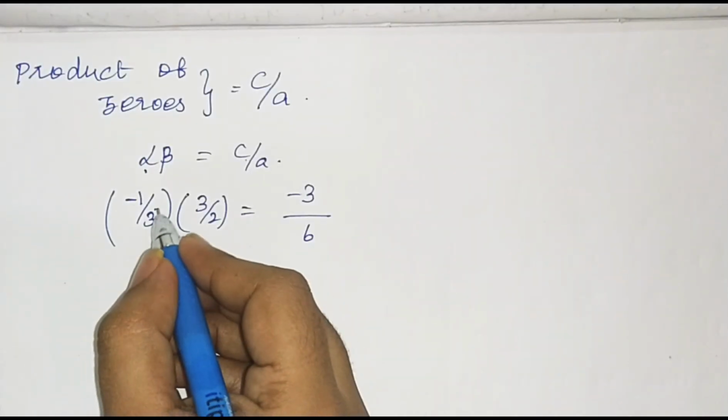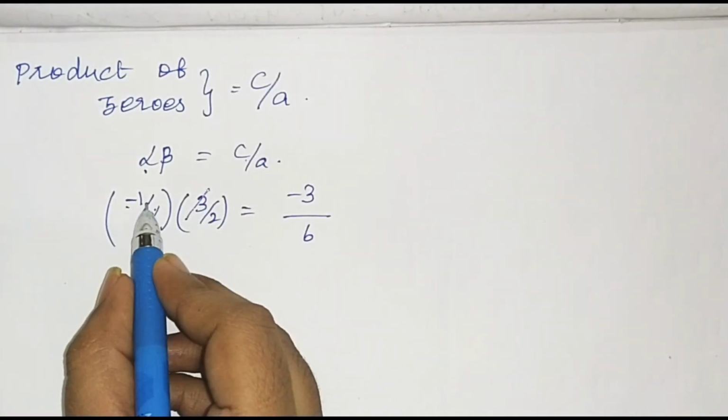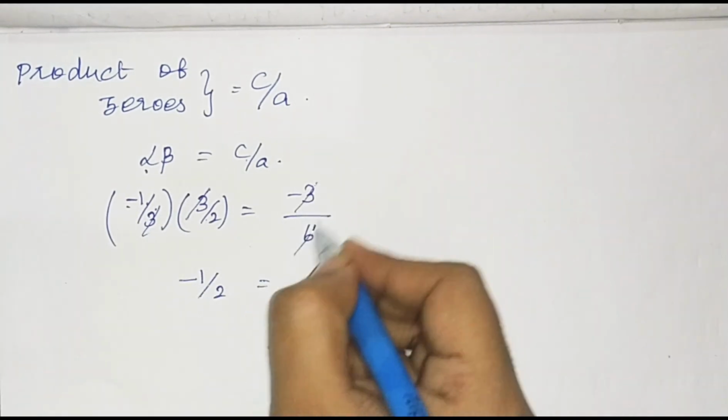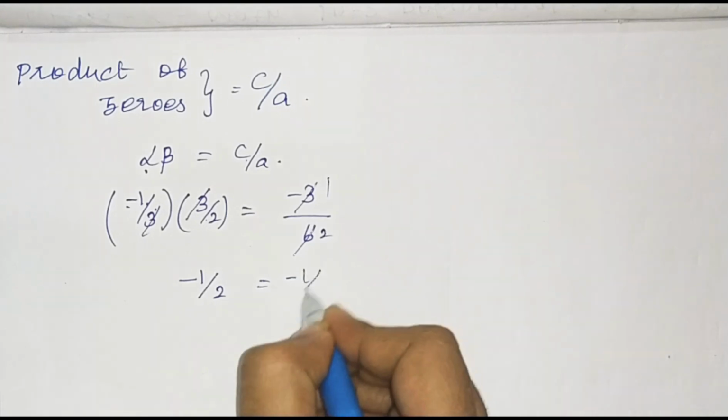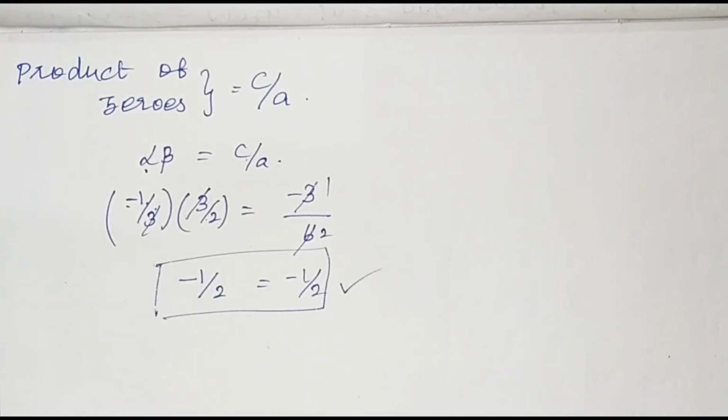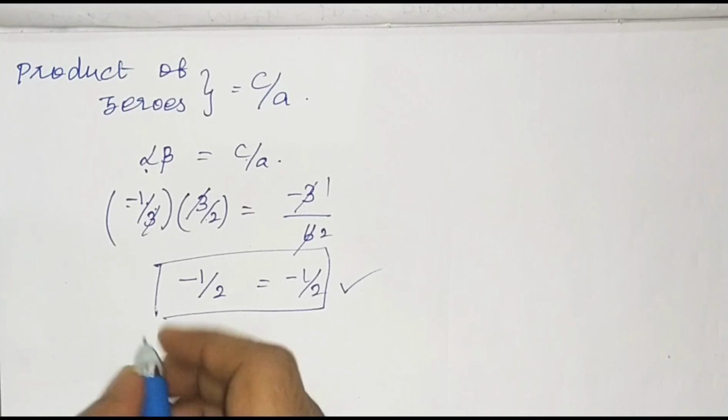3 and 3 we can cancel, and what will you get? Minus 1 by 2. Similarly, on the right hand side also, 3 and 6, if you cancel, you will get minus 1 by 2. So minus 1 by 2 equals minus 1 by 2. The sum of zeros we verified. The product of zeros we also verified. So, hence verified.